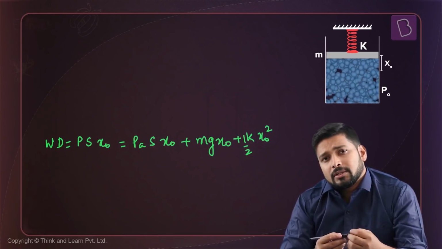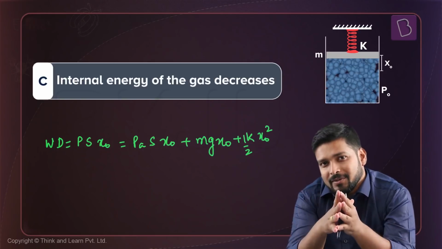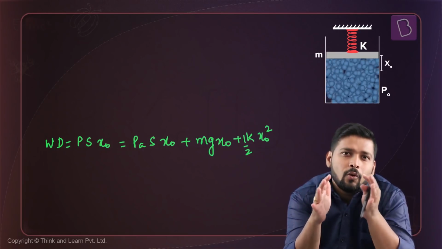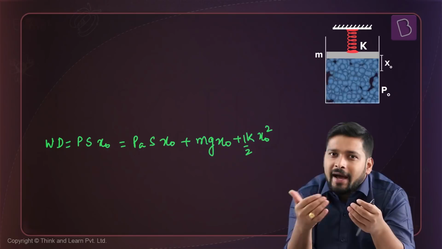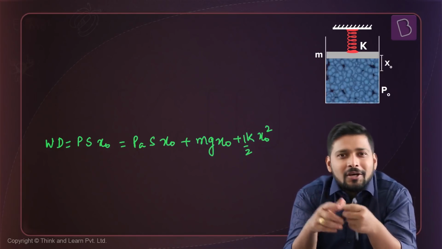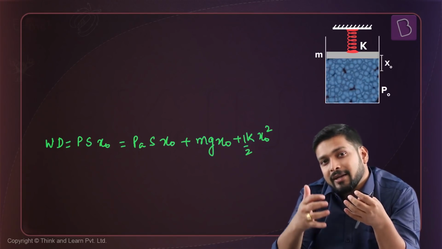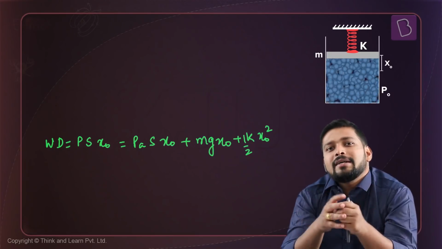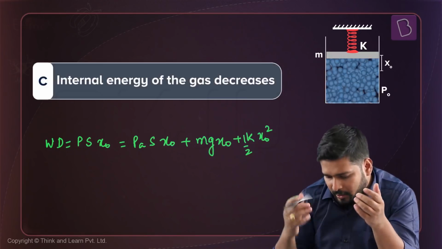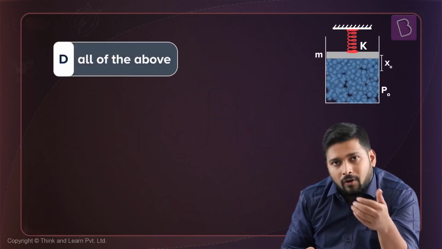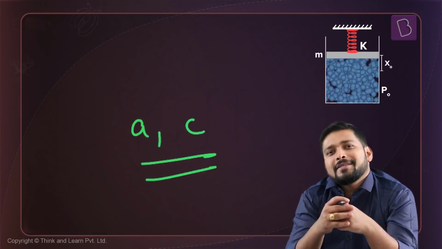Now moving on, let's talk about the third option. So third option basically says that the internal energy of the gas decreases. Now this is quite interesting. If you notice that the whole system that we have taken is thermally insulated, and if our system is thermally insulated, the work has to be done at the expense of internal energy. So if the piston is expanding, the gas is doing some work, and if the gas does some work, it has to be taken from the internal energy. Hence, internal energy must decrease. So obviously option C is correct. And if you look at option D, it's all of the above, which is obviously wrong because option B was wrong, right? So we have got correct options as A and C.